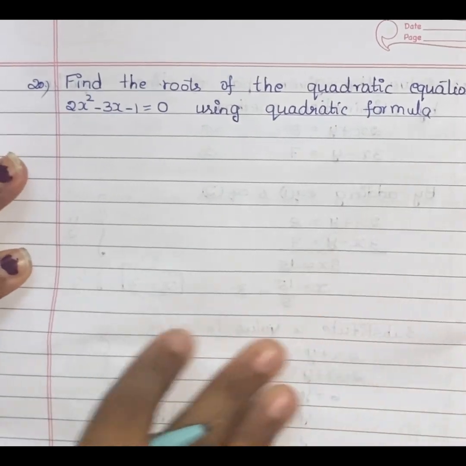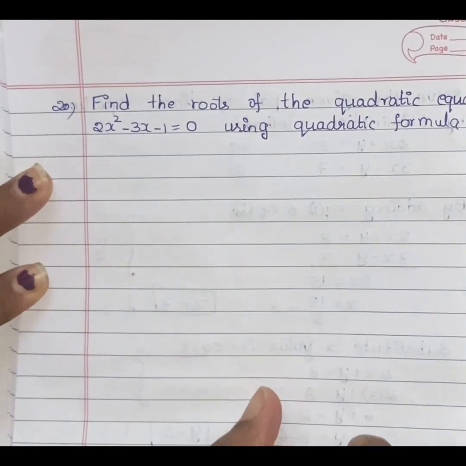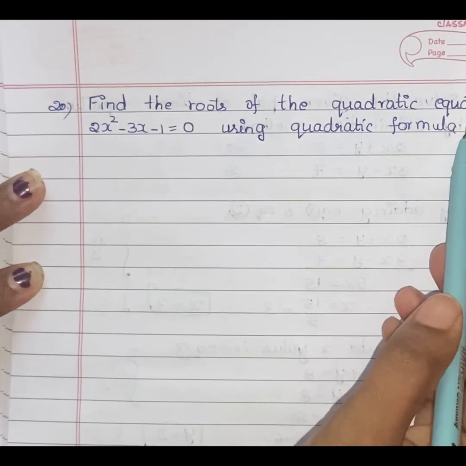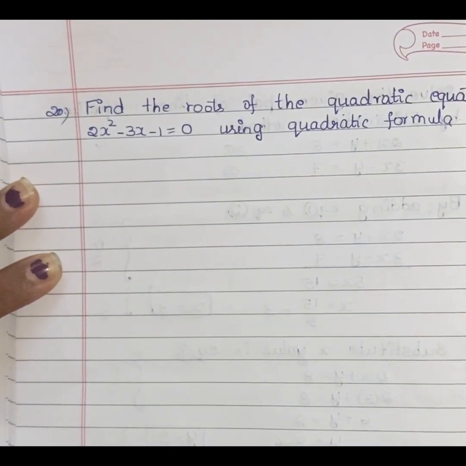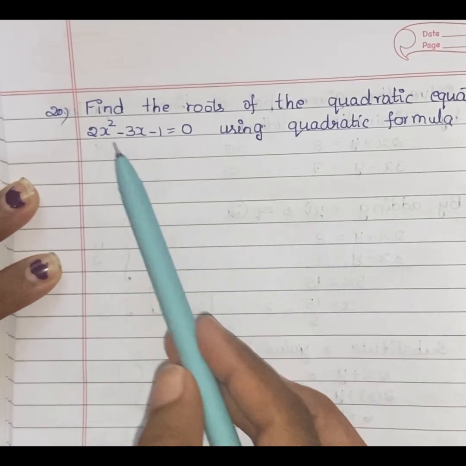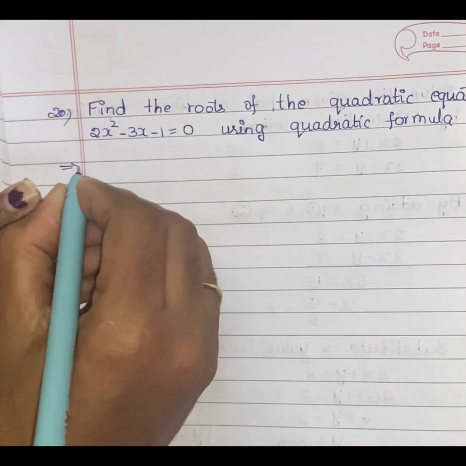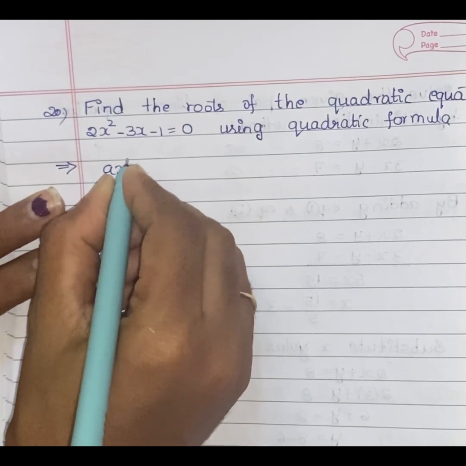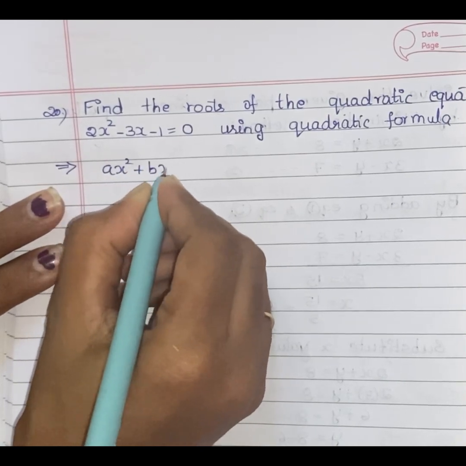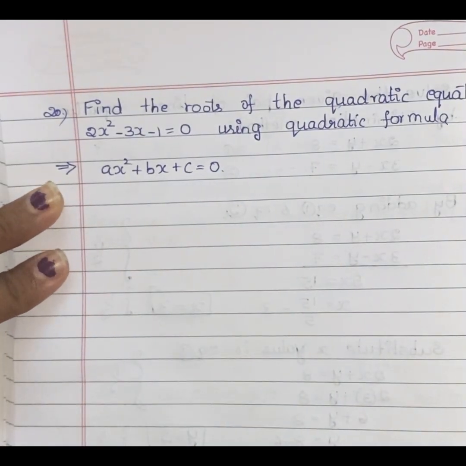Okay, so Roman number 3rd, 20th question. Find the roots of the quadratic equation 2x square minus 3x minus 1 is equal to 0. So now we need to find the roots of the quadratic equation. So what is a quadratic equation? I'll start with the standard form, that is ax square plus bx plus c is equal to 0. This is a quadratic equation.